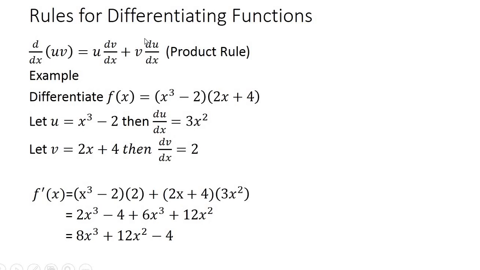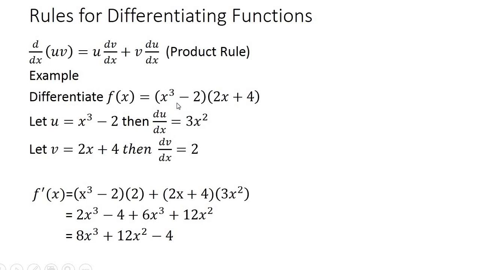Rules for differentiating functions. The other rule is called the product rule. If you have u and v multiplying each other, you can distribute this. First of all, you differentiate v with respect to x while holding u constant, and then next time you hold v this time and differentiate u.